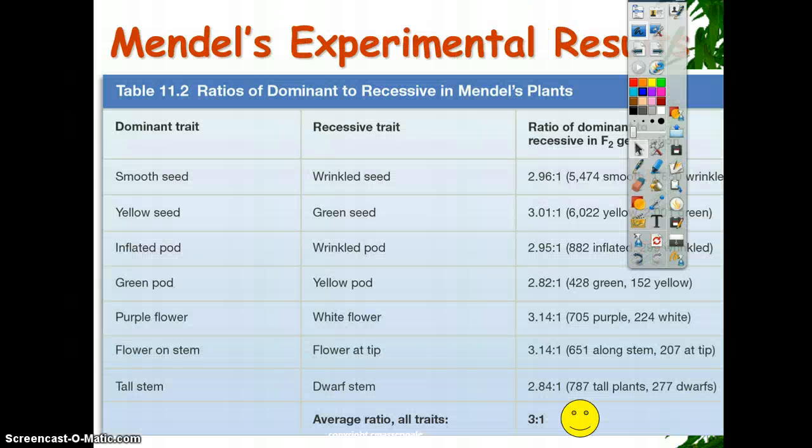And then here again is just a list of his traits and actual numbers he got when he did his counting of his seeds.